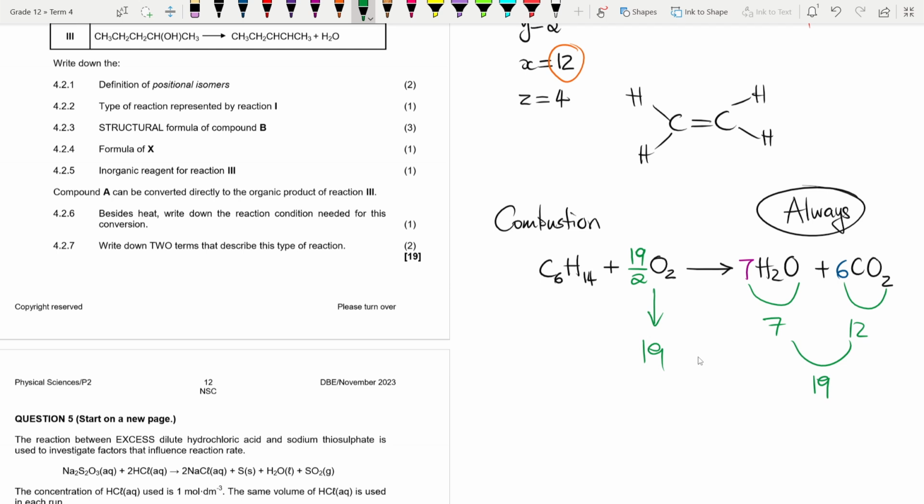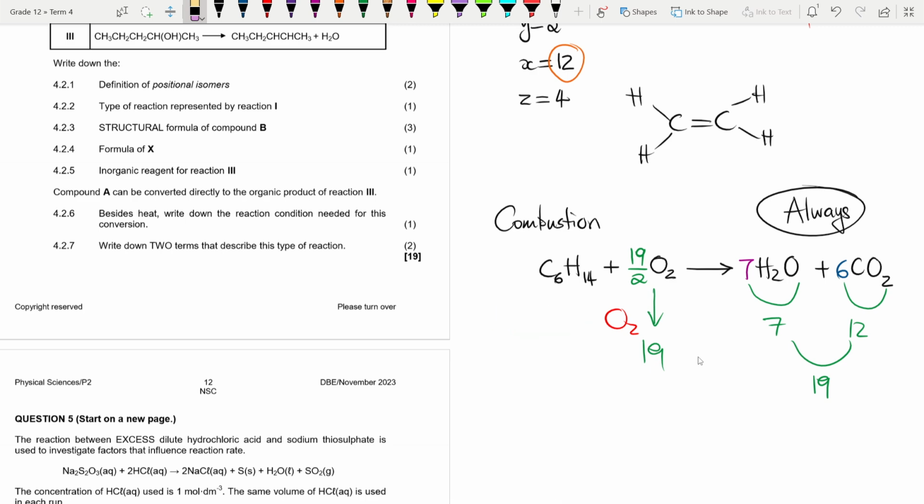Yes. Alright, that always happens. Not always, sometimes it happens in combustion. And you can combust anything, like it could be a primary alcohol or anything like that, plus oxygen. And you have to work out the balancing.